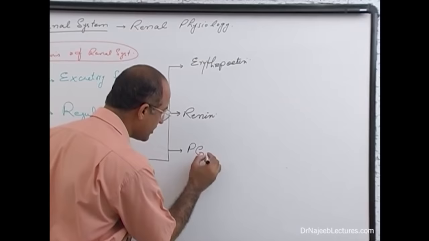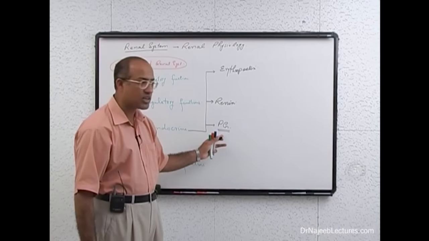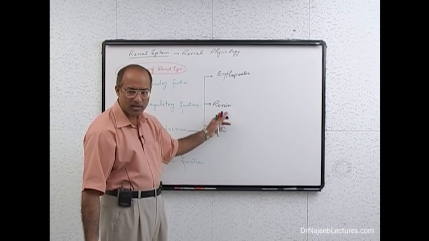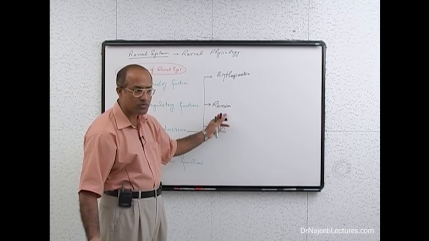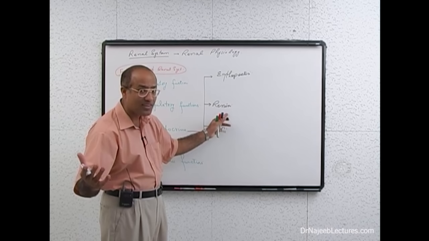Is that right? So it produces prostaglandins, it produces renin. Prostaglandins are mostly vasodilators. Renin converts angiotensinogen into angiotensin 1, which is converted into angiotensin 2. And angiotensin 2 forces the release of aldosterone, plus angiotensin 2 produces venoconstriction, arteriolo-constriction, plus angiotensin 2 stimulates the sympathetic nervous system, produces thirst and many other functions.